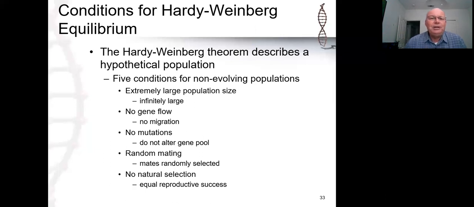So the first assumption is that the population should be large, because remember, this is all about statistics. It's all about frequencies and probabilities. And statistics works better with big numbers, not with small numbers. And so the first assumption is that the population is very large, ideally infinitely large. Obviously, that's not possible. But the larger the population, the more likely it is that it could reach Hardy-Weinberg equilibrium. There should be no gene flow.